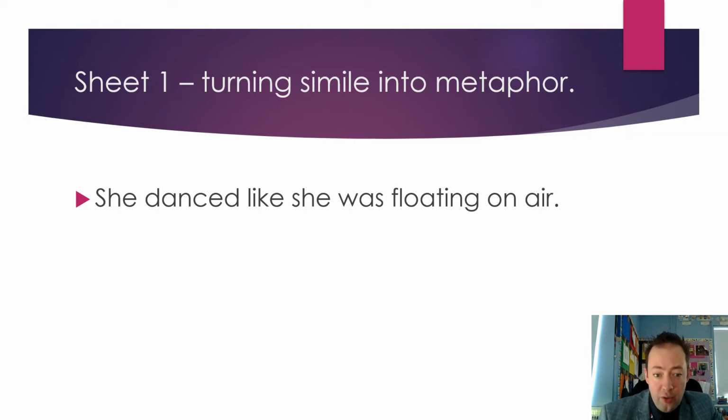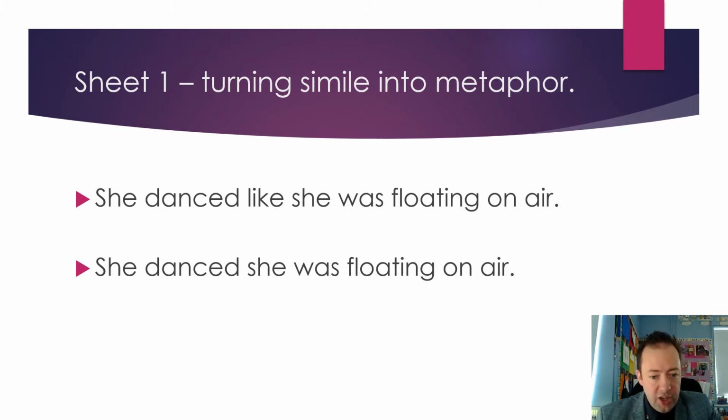Don't just remove like or as from the sentence, because then she danced, she was floating on air. That doesn't make any sense at all. There's no 100% rule book I can give you for turning these into a metaphor. You've just got to read it through carefully and think, does it make any sense? So she danced, she was floating on air. I'm going to have to rearrange it a little bit.